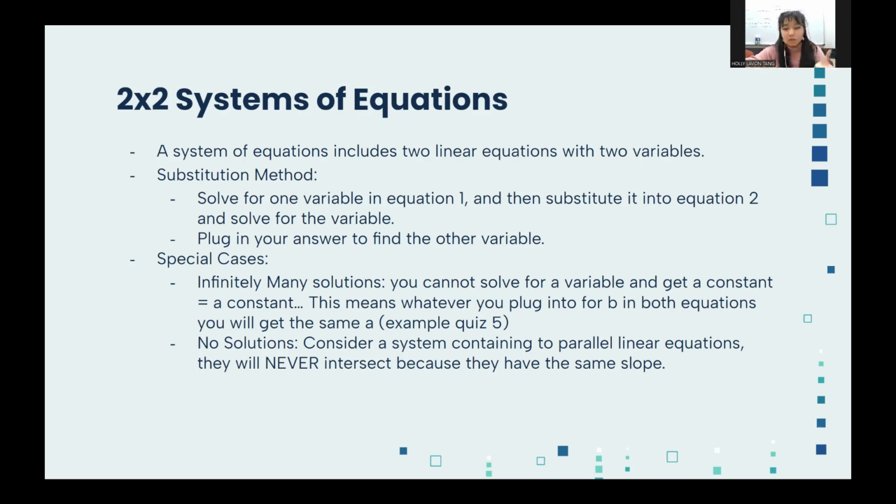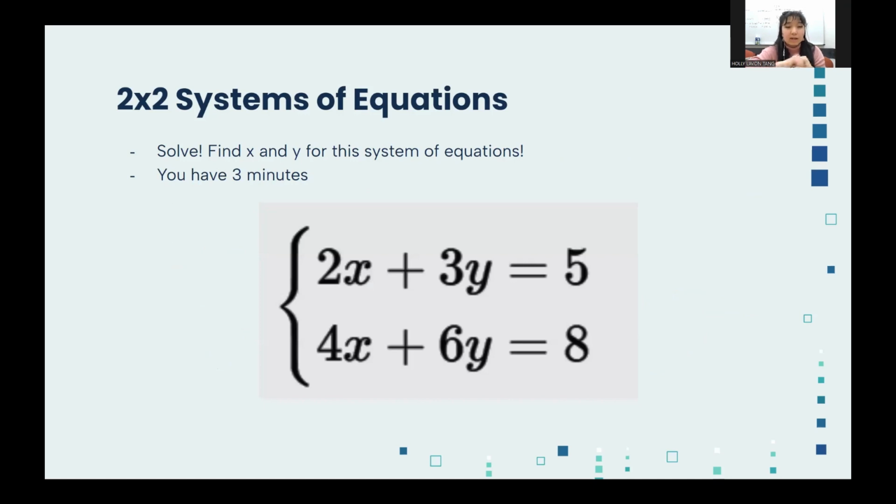There's also another situation where you will not have a solution. This is a system containing like parallel linear equations, so you can never create an intersect or like a solution for them because they have the same slope but a different intercept. Hopefully that makes sense, and if not, I can go over it more.